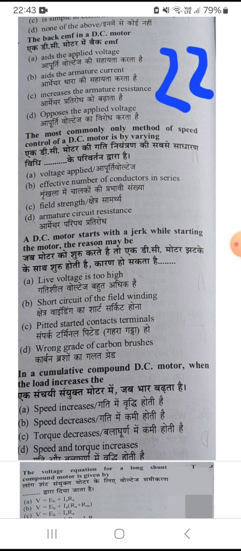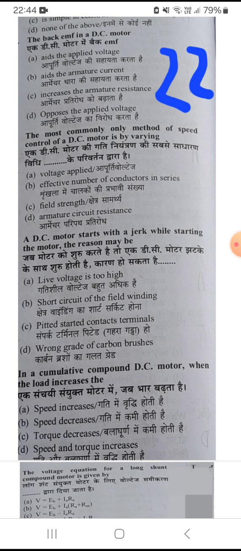Next, the most commonly used method of speed control of a DC motor is by varying, option C, field strength. A DC motor starts with a jerk while starting the motor, the reason may be, option C, pitted starter contact terminals. Next, in a cumulative compound DC motor, when the load increases, option B, speed decreases.